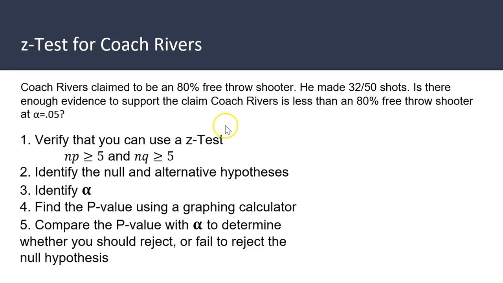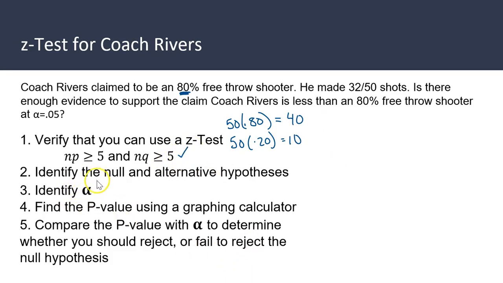So n, he took 50 shots. So 50 times p, his population proportion, was 0.8. So 50 times 0.8 is 40. And then q would be 1 minus 0.8, so 0.2, and 50 times 0.2 is 10. Both of those numbers are greater than 5, so we can use a z-test.